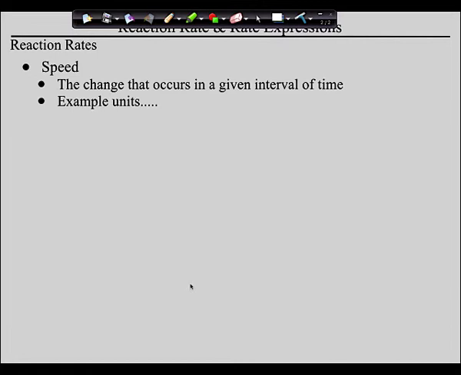So distance over time would be speed. Let's not do distance and time. Can you give me other units of speed or rate? Say it again. Okay, so how much you grow, inches per year? Yeah.